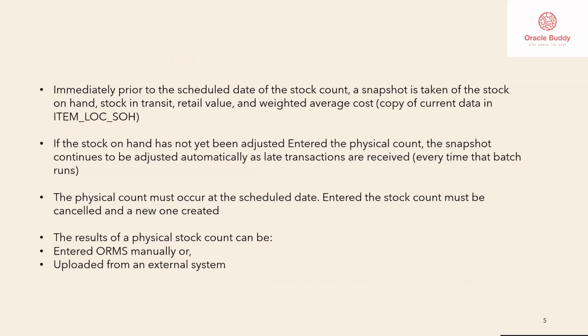Immediately prior to the scheduled date of stock count, a snapshot is taken of the stock on hand, stock in transit, retail value, and weighted average cost, a copy of the current data in item loc SOH. If the stock on hand has not yet been adjusted by entering the physical count, the snapshot quantity continues to be adjusted automatically as late transactions are received every time the batch runs. The physical count must occur on the scheduled date. Otherwise, the stock count must be cancelled and new ones created. The result of the physical count can be entered in ORMS manually or uploaded from an external system like Zebra.